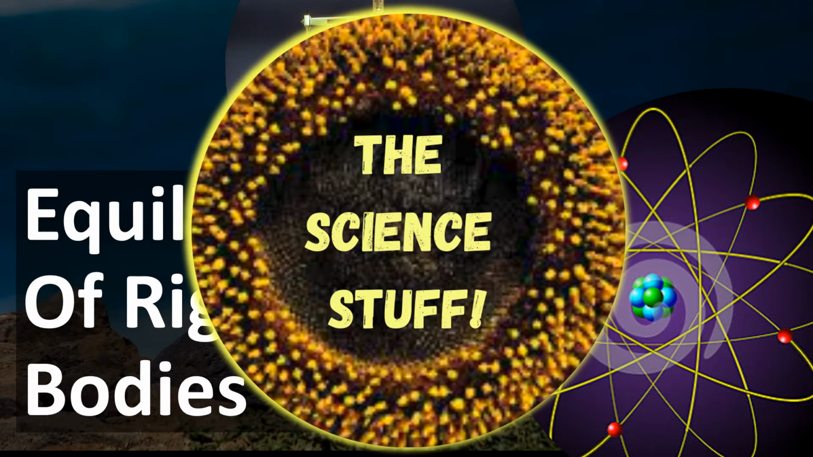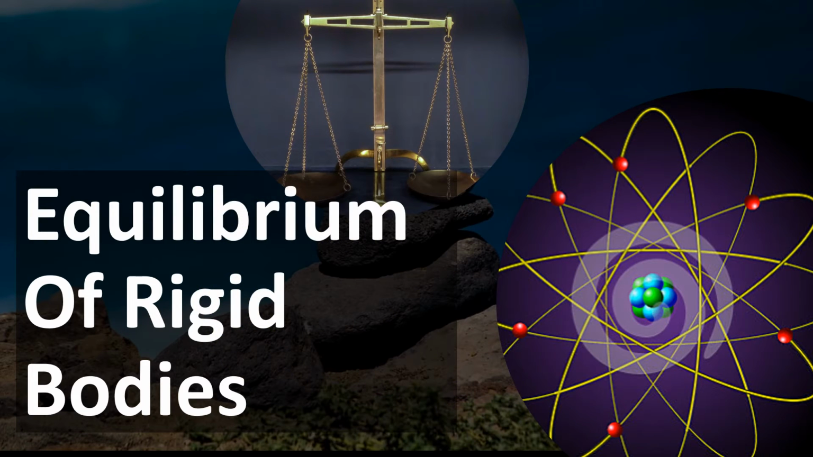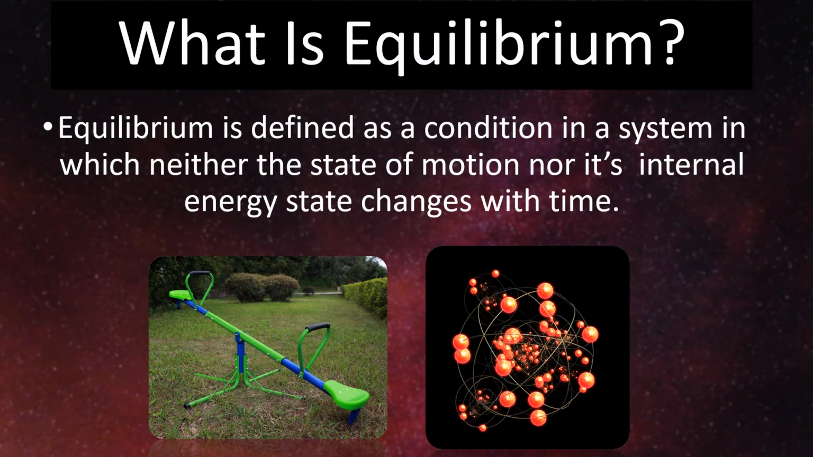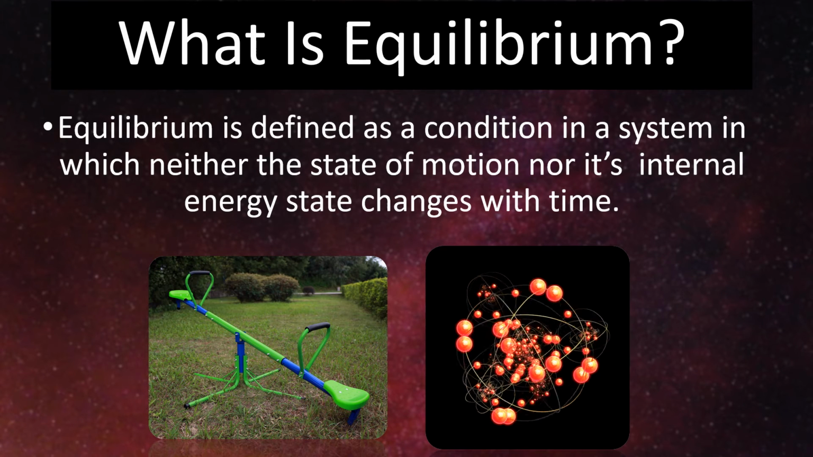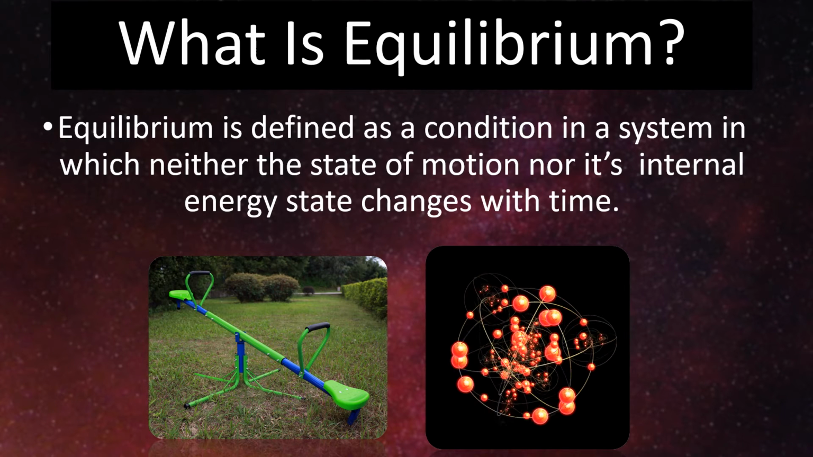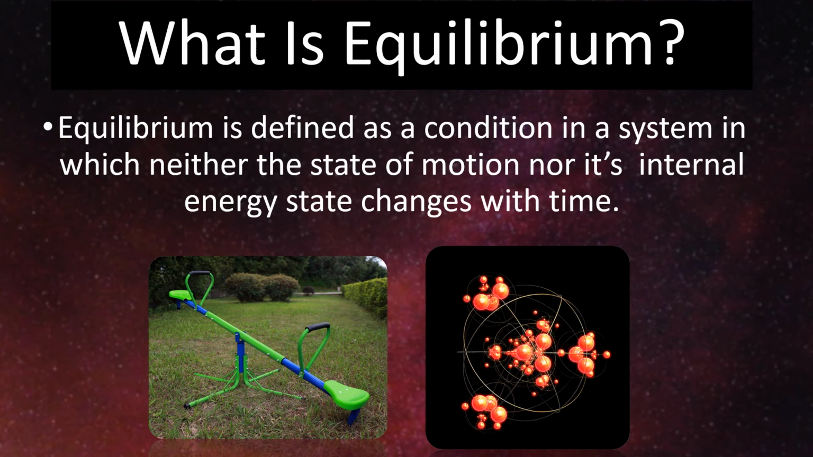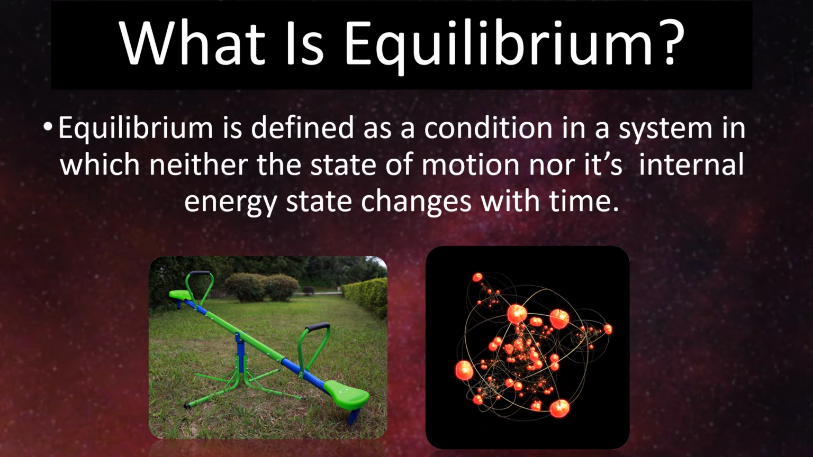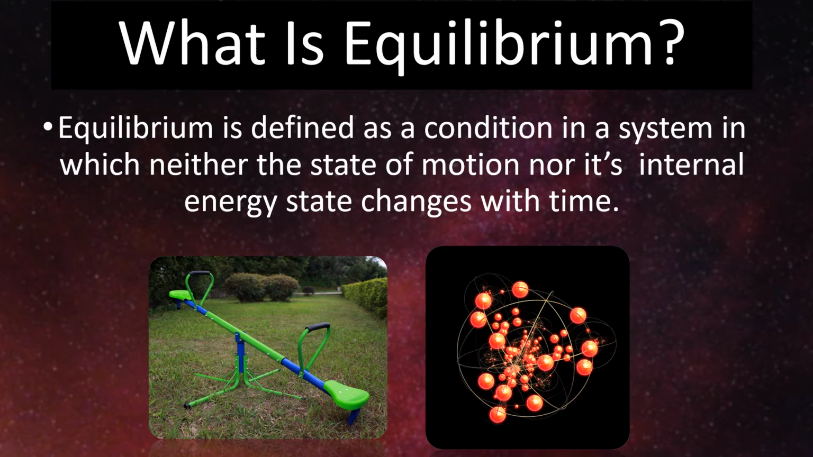Today we're going to be learning about the equilibrium of rigid bodies. So what exactly is equilibrium? Well, let's find out. Equilibrium is defined as a condition in a system in which neither the state of motion nor its internal energy state changes with time. An object in equilibrium doesn't always have to be at rest.